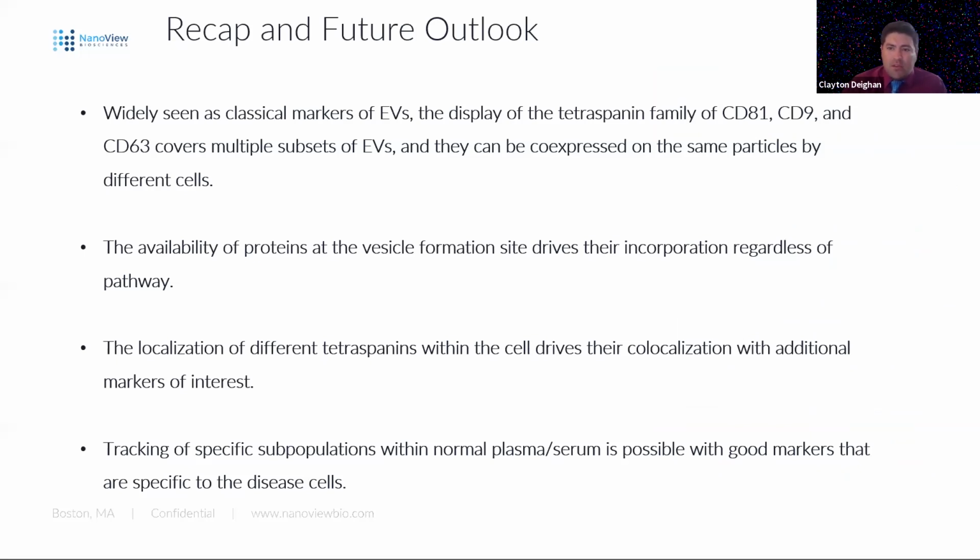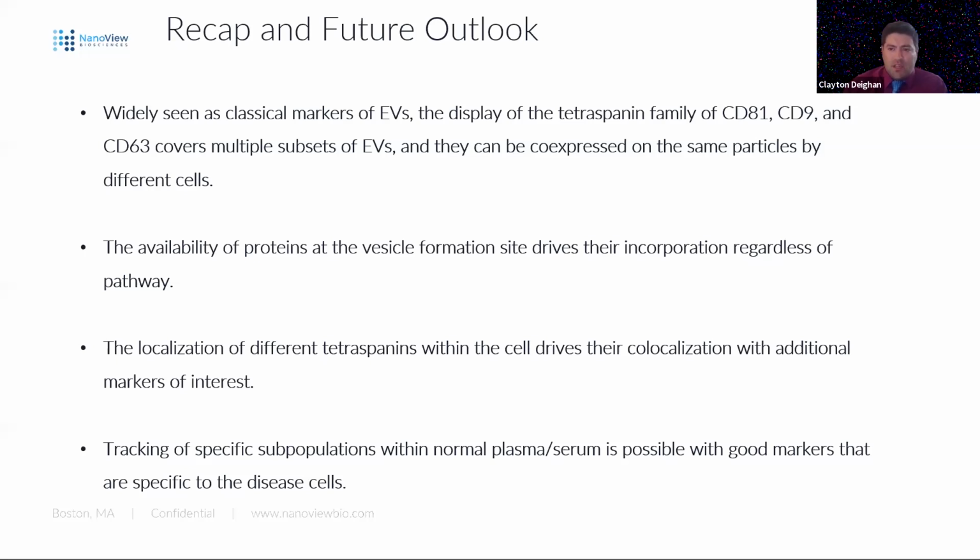Widely seen as classical markers of EVs, we've all been researching, talking about these, measuring them for years. It's very interesting to me now to look at the display of the tetraspanin family of CD81, 9, 63, and how it covers multiple subsets of EVs that are obviously released from various origins. We can wrap that up with just the platelet-derived microparticles, and that they can be co-expressed on the same particles released by different cells. So at a baseline, looking at CD63 or CD9 display independently can't isolate a single population of EVs. The availability of proteins at vesicle formation sites drives their incorporation regardless of the pathway.